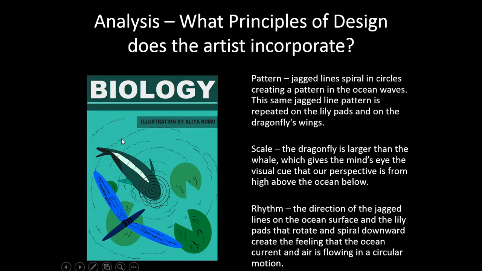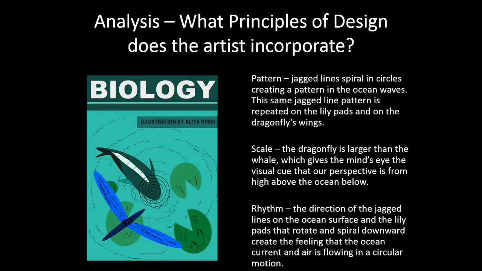Pattern. These jagged lines that spiral in circles create a pattern in the ocean waves. This same jagged line pattern is repeated on the lily pads and the dragon's wings. Scale. The dragonfly is actually larger than the whale below, which gives the mind's eye a visual cue that our perspective is from high above the ocean below.